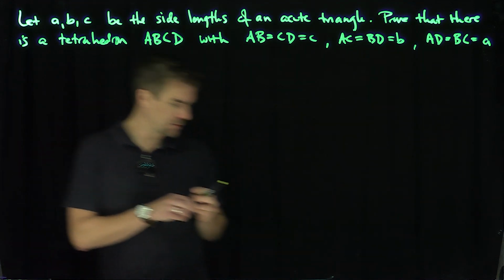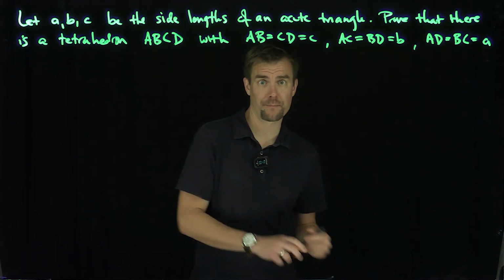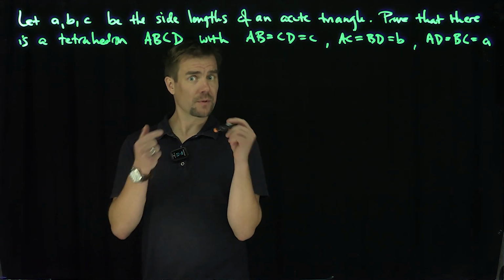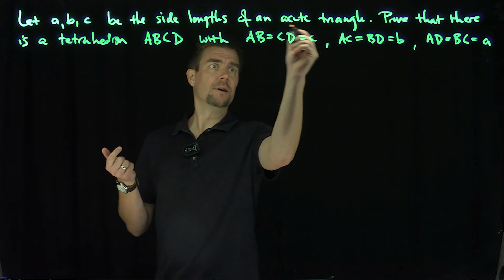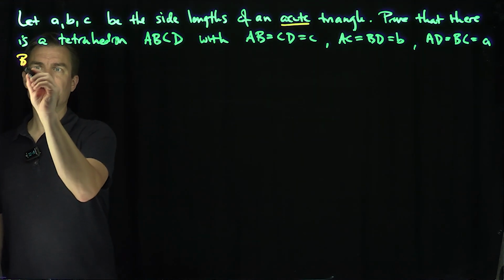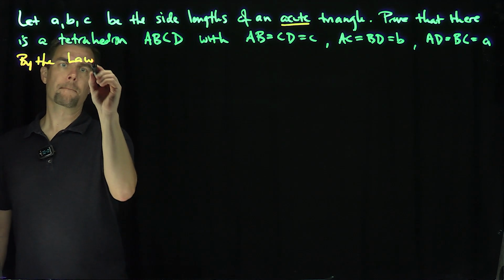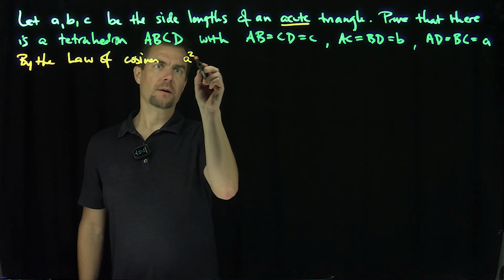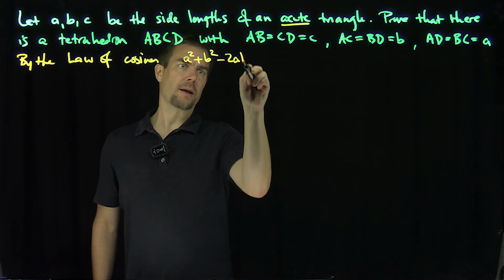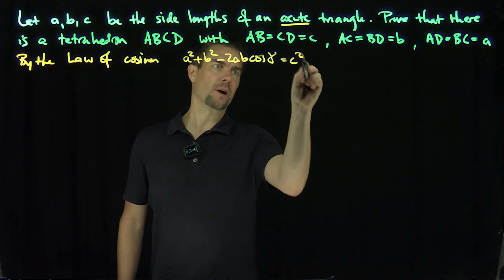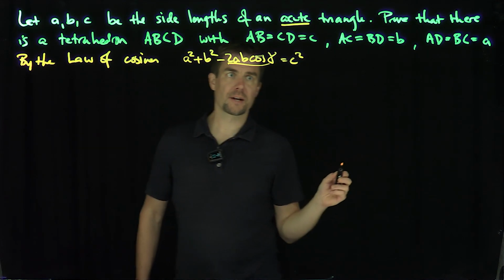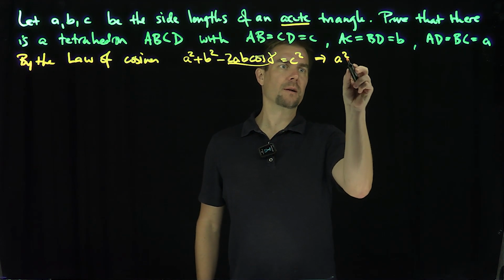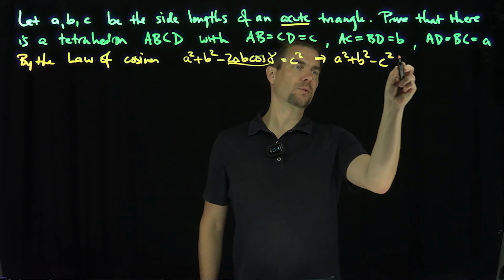Well, note the law of cosines tells us, since we're in an acute triangle, that alpha, beta, and gamma in that triangle are all between 0 and 90, and the cosine of a number between 0 and 90 is positive. So by the law of cosines, I have a squared plus b squared minus 2ab cosine gamma is c squared. But this is a negative number over here, so I throw it on the other side, it's positive. So that says that a squared plus b squared minus c squared is greater than 0.